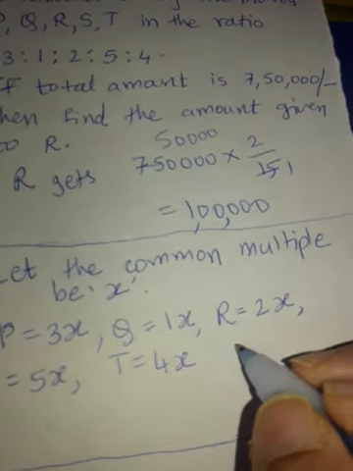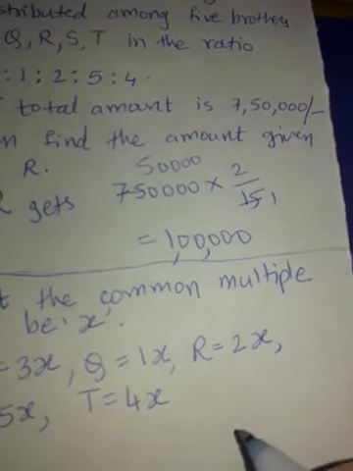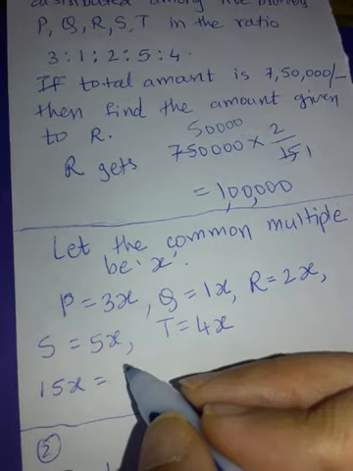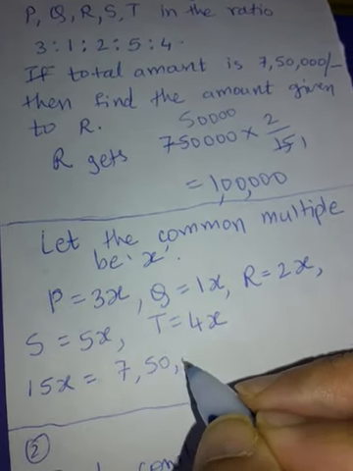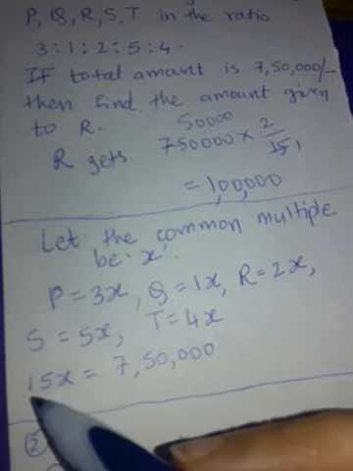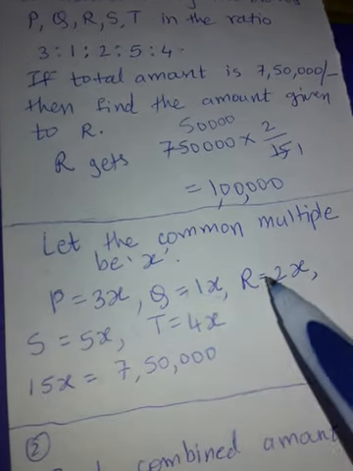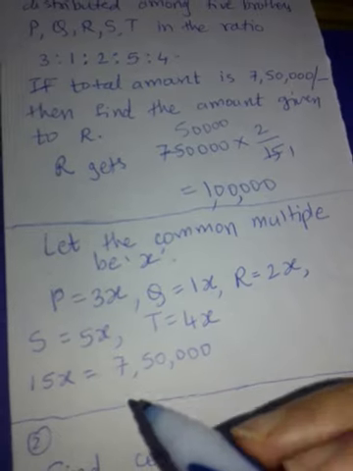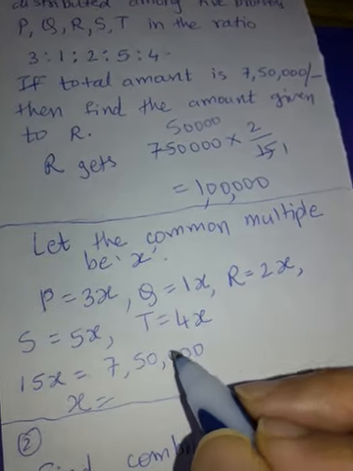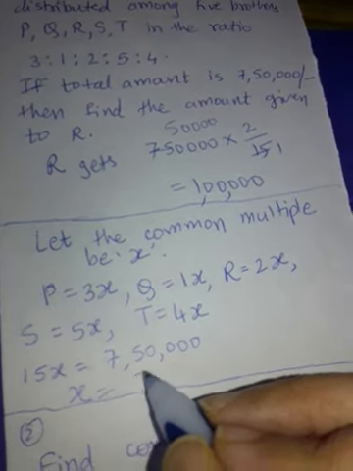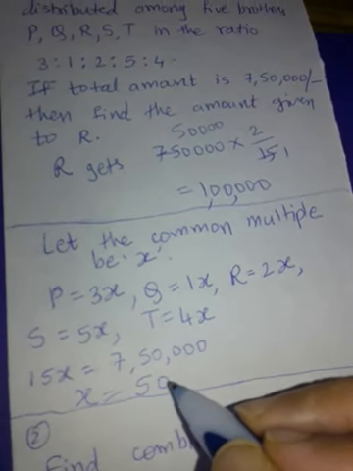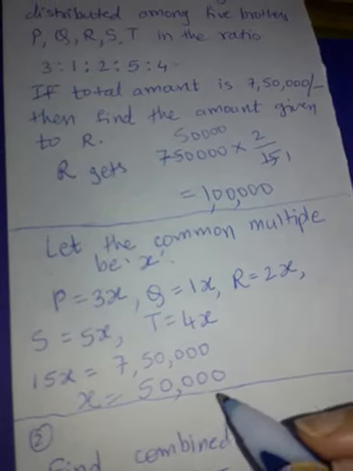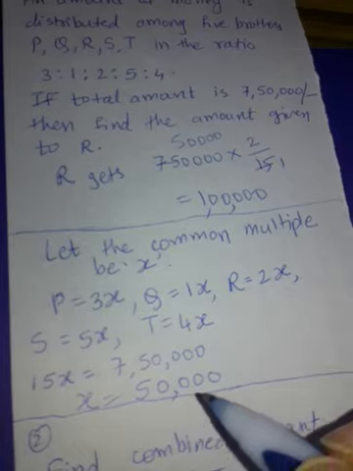Together it is 15X and the total money is 7,50,000. That means 15X is equal to 7,50,000. You understood now how it came 15X? We added 5 numbers. So it became 15X, that is total 7,50,000. So X is this divided by 15, which comes out to 50,000. So X is 50,000, that common multiple is 50,000.